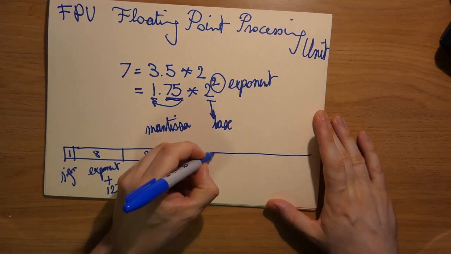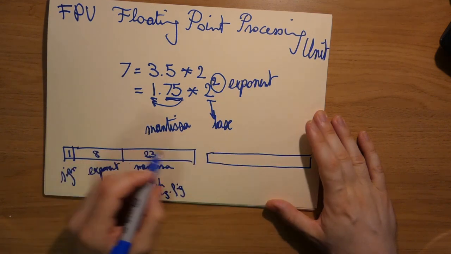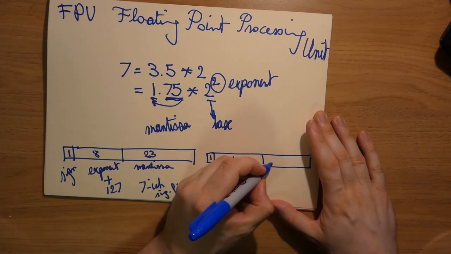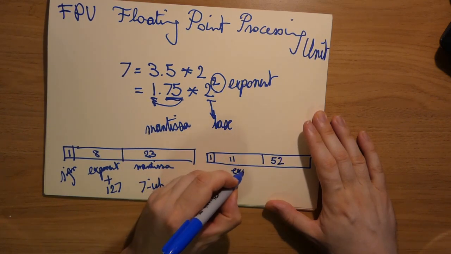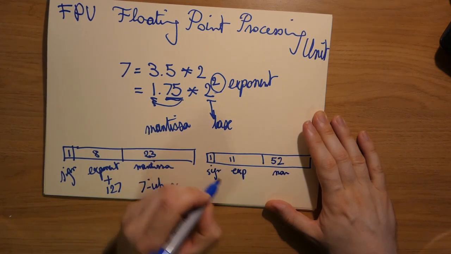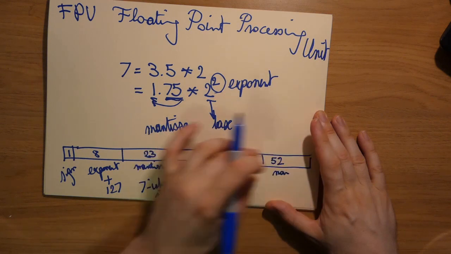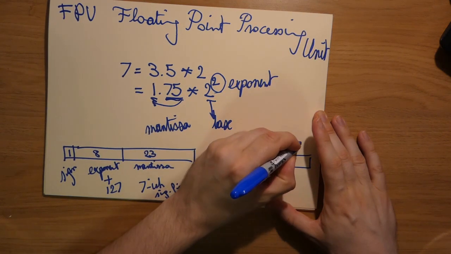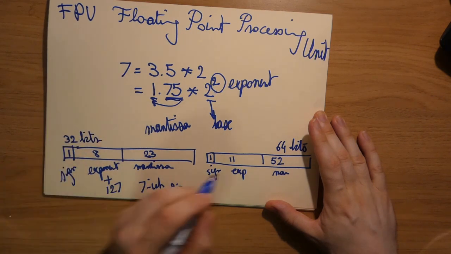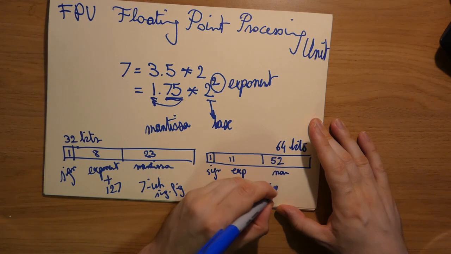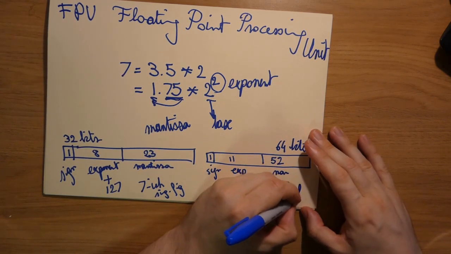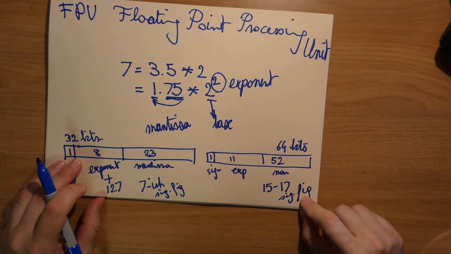I'm going to quickly draw the one for the 64-bit. So you have 11 and 52. So again, this will be the exponent, the mantissa, and this will be the sign. And with 64 bits, you can trust about 15 to 17 significant figures once you convert it to base 10.